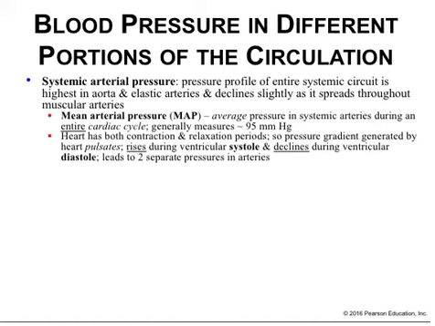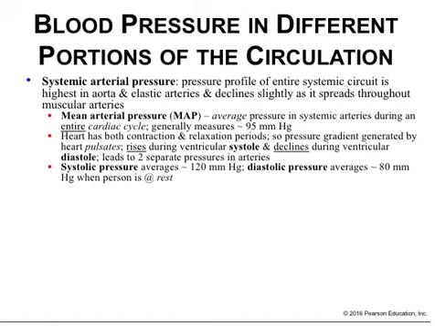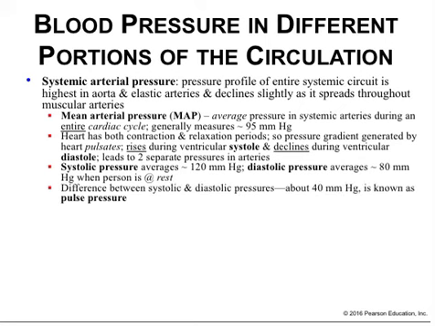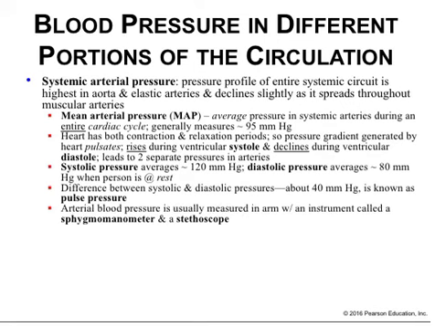So pressure gradients generated by the heart pulsate. They rise during ventricular systole and decline during diastole, leading to two separate pressures in the arteries. The systolic pressure averages about 120 millimeters of mercury, while the diastolic about 80 at rest. The difference between the systolic and diastolic, which is 40 millimeters of mercury, is the pulse pressure.